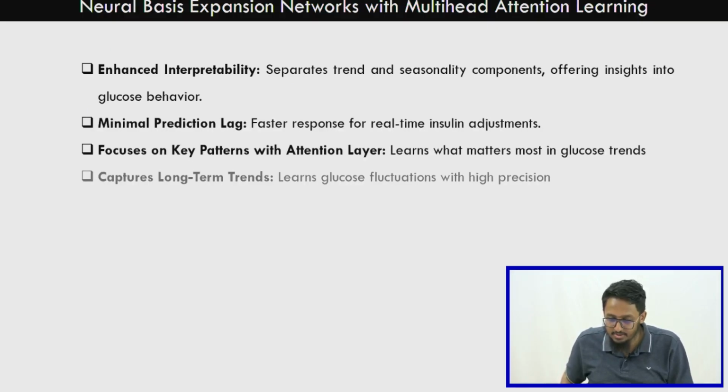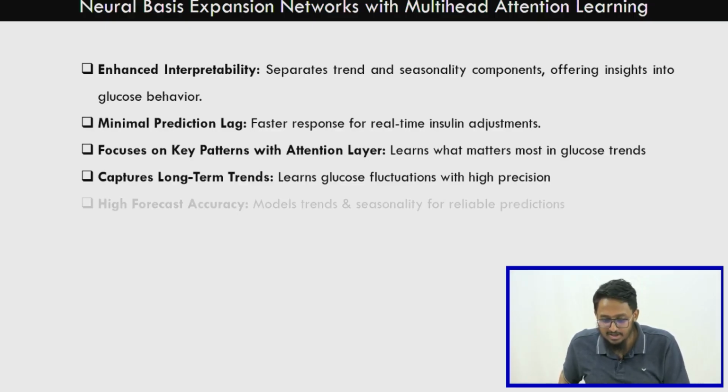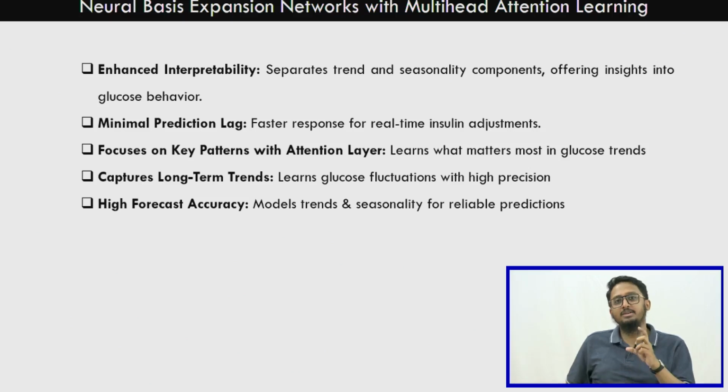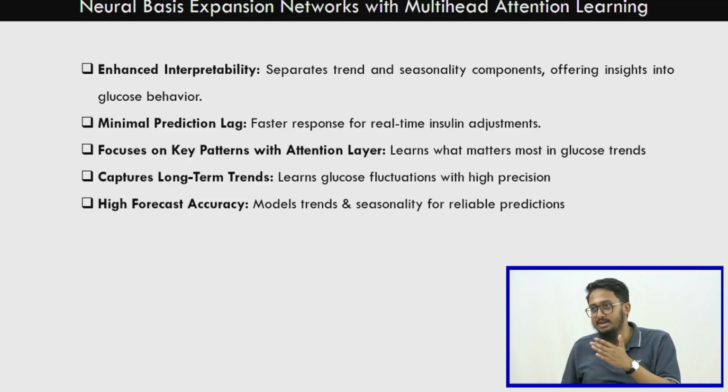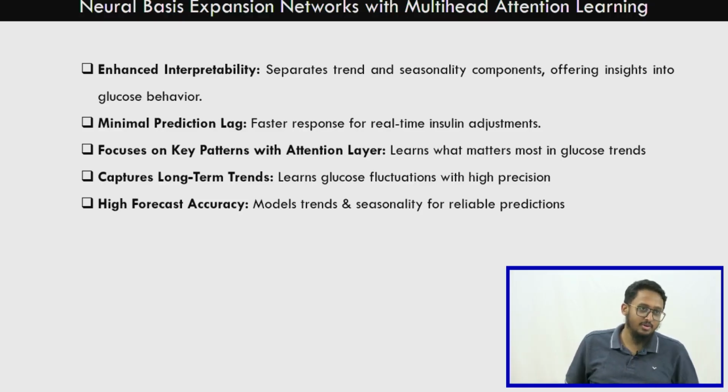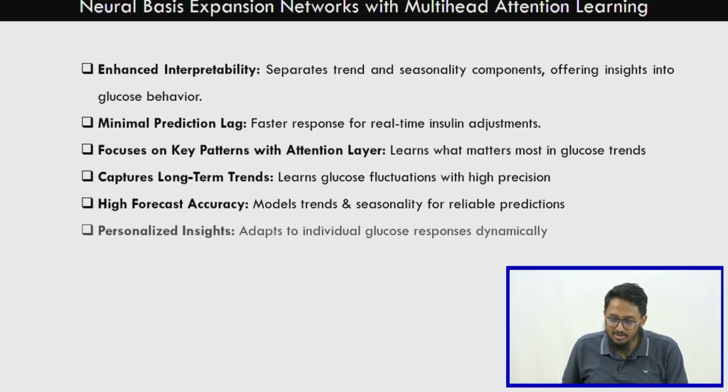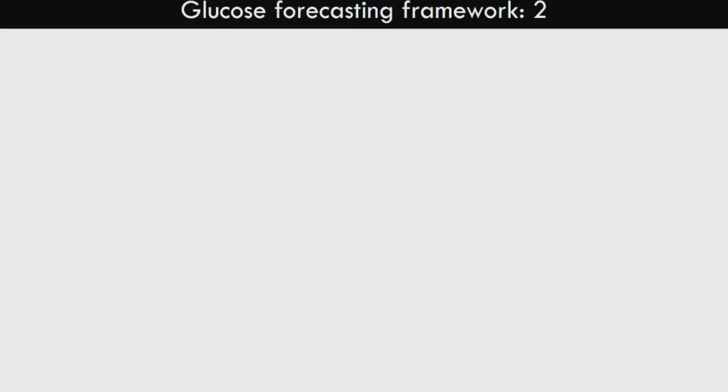So, for this we tried a new type of network called the neural basis expansion network, and neural basis expansion networks are interpretable. They give you a trend component and a seasonality component. They tell you exactly why a certain forecast is given, but the accuracy is not as great as the previous model. So, we tried to enhance this by using a multi-head attention layer.